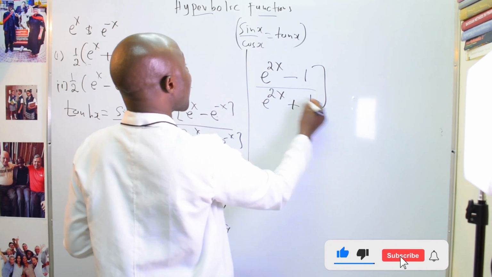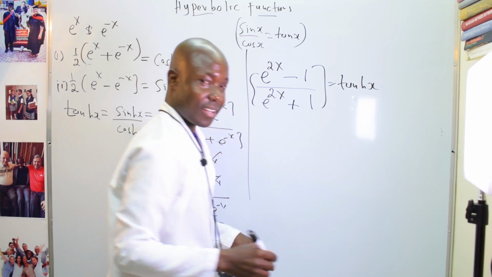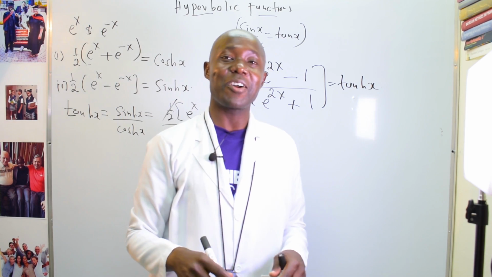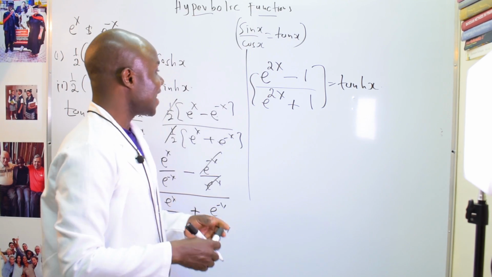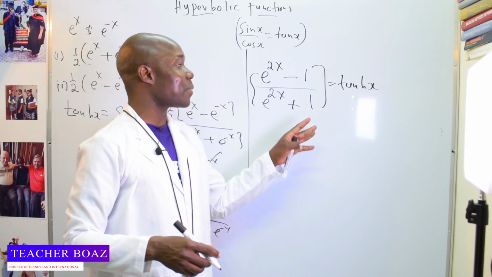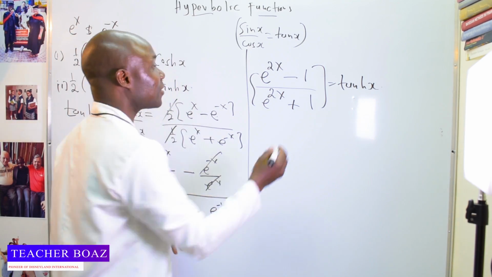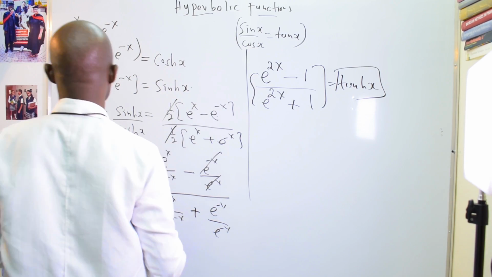Now, whatever we have here is what we call tanh x. Now you see the e^2x minus 1 over e^2x plus 1 is called tanh x. So these are what we call the hyperbolic functions of what I've generally formed here.